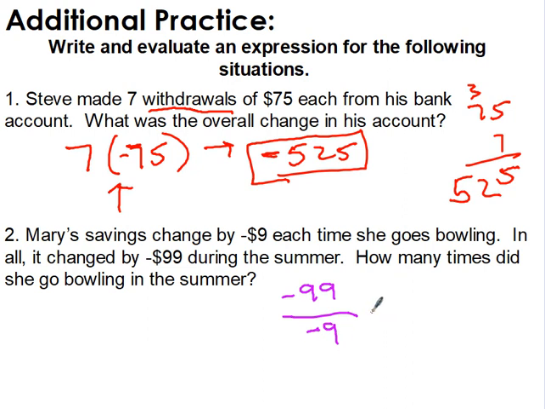So there's my expression. I do want you guys to write it as a fraction. Do not write it with that division symbol, please. Now I can actually do 99 divided by 9, which is 11. A negative divided by a negative is always positive, so the answer is 11. I'm sorry, not $11, 11 times. How many times did she go bowling this summer? She went 11 times. She spent $9 each time, spending a total of $99. Also, in the context of the word problem, a positive 11 would make sense versus negative 11, because you don't go bowling negative times. It doesn't make sense.